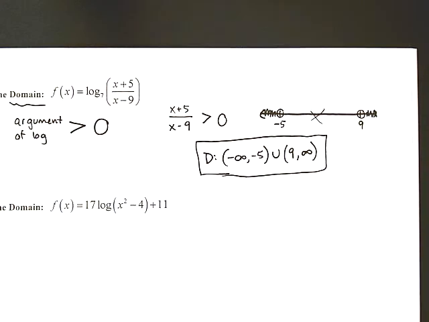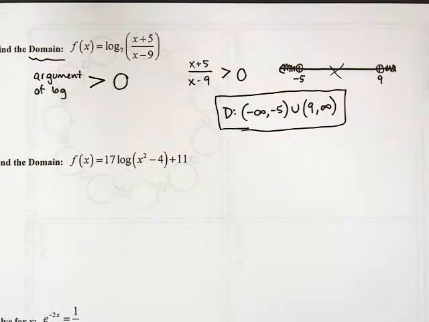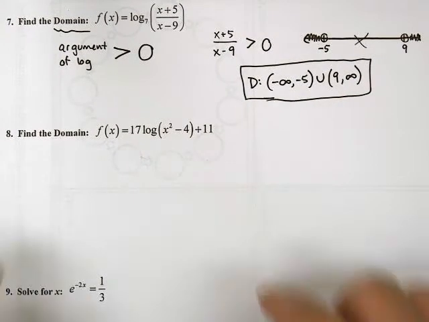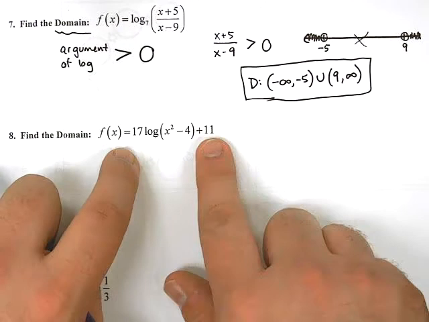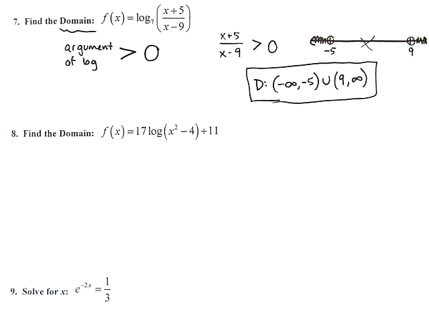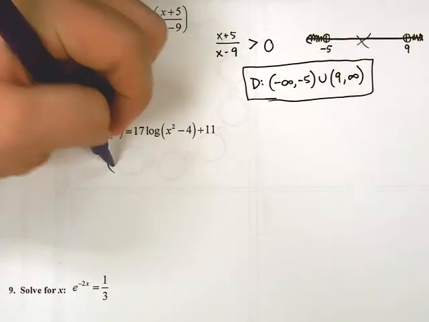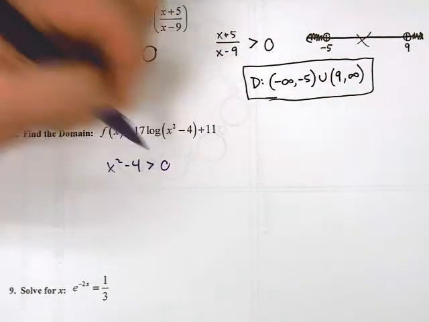Alright, we have another domain problem. Please remember that when you're looking at these domains, you have to forget everything else except the argument. I don't care about the 17, I don't care about the 11, all I care about is the argument. And I know that x squared minus 4 must be greater than 0.